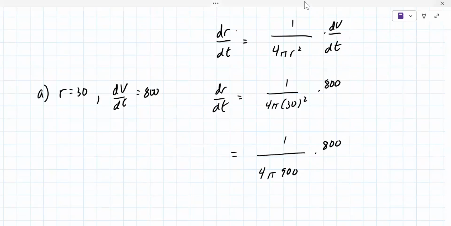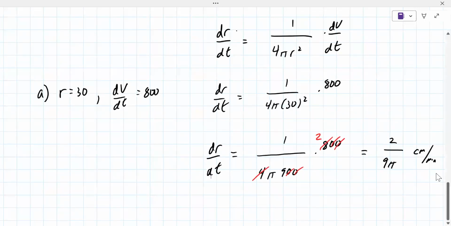So we can get some cancellations there. We get zeros canceling, that 8 cancels the 4, leaving 2. So it ends up being 2 over 9 pi centimeters per minute. The reason it's centimeters per minute is because the radius is in centimeters and the time doesn't change. It's still per minute.